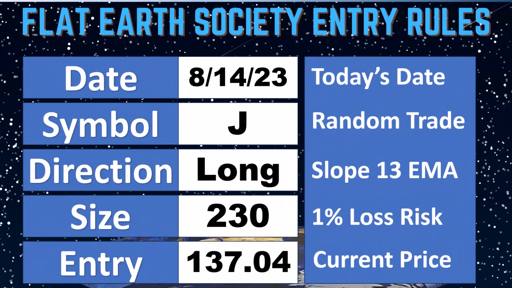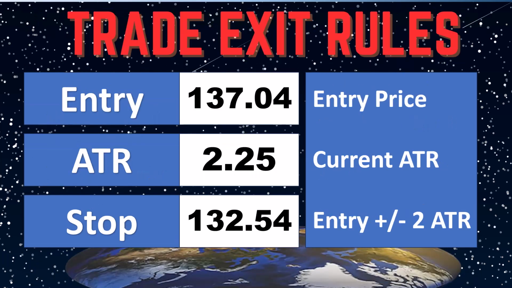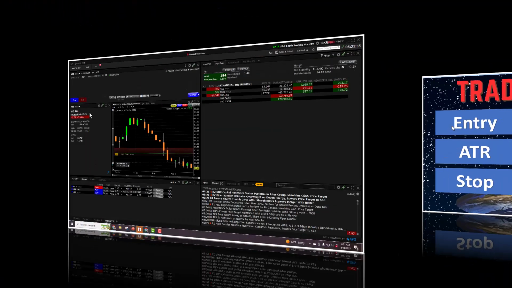Now we've got our entire order ticket filled in. It is August 14th. J is the symbol. We're going long. 230 shares. We'll update that entry price when we make the trade. Our first stop is going to be $4.50 below the entry price. Let's go put the trade in.